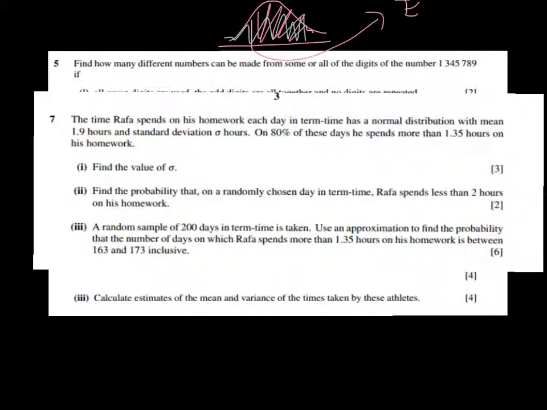And then part 3, yay, 6 marks, is a normal approximation to a binomial distribution. And the clue is it tells you to use an approximation, which is nice. So you're going to use n times p to work out the mean, and the square root of n times p times q to work out the standard deviation. And then make sure you use a continuity correction, because they want to be between 163 and 173 inclusive, which means you're going to have to use 162.5 and 173.5 as your calculations.